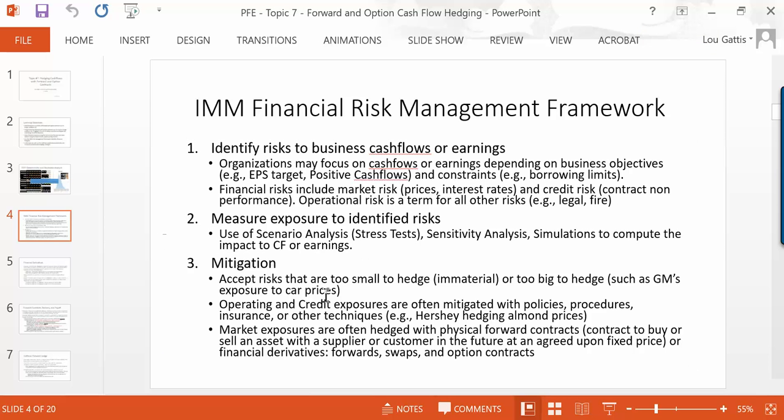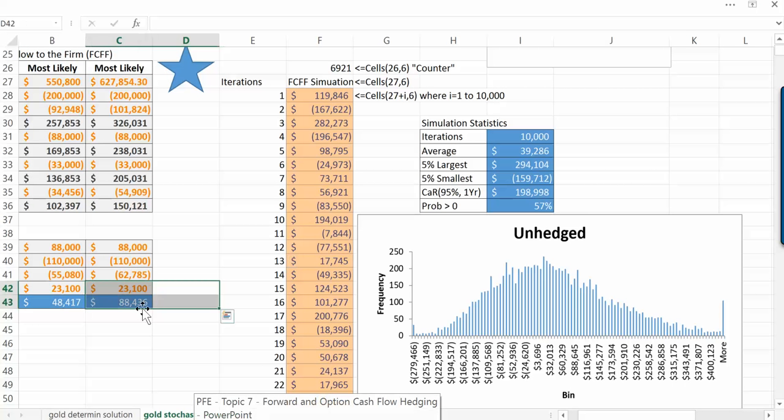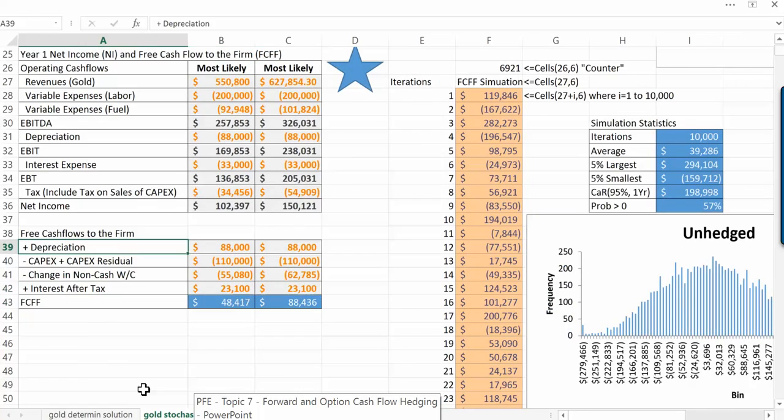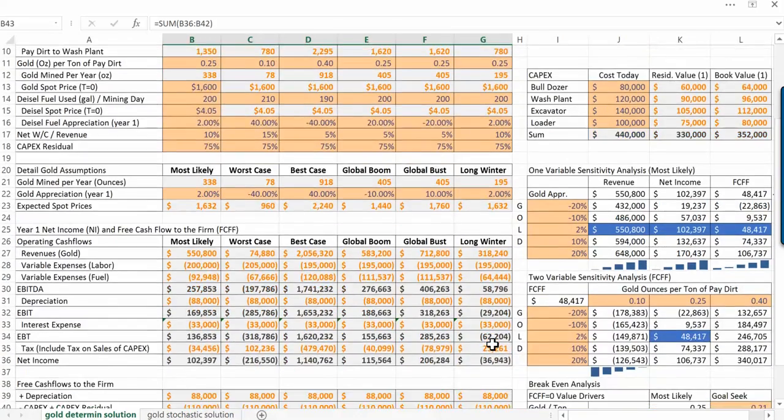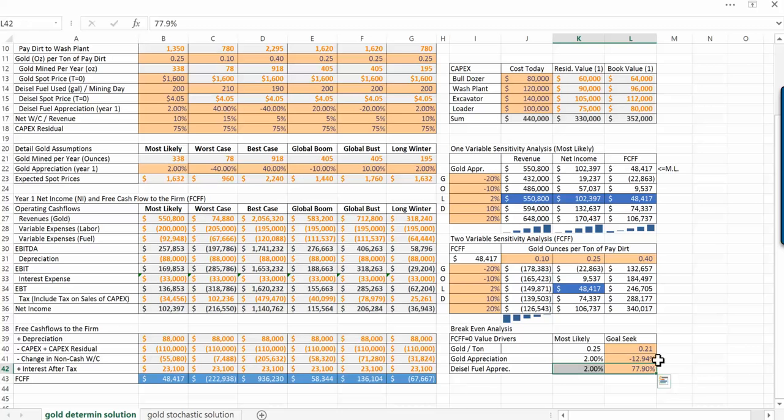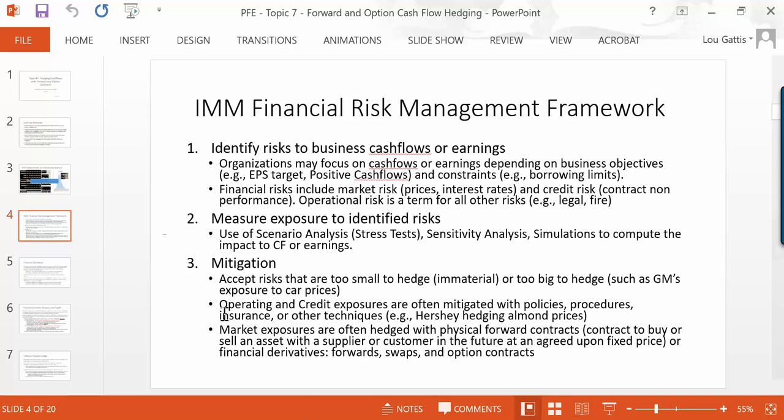Some risks you may choose not to hedge just because they're too small or immaterial. And that's what we may have found when we were talking about, well, should we hedge the price of fuel? If I grab over here, you can see you can have an 80% appreciation of fuel and still be profitable. So maybe we don't look at fuel prices. We say, well, that's immaterial. But we will take gold and say that's the one that's really going to kill us. If we look at how it affects revenues and free cash flows, gold variability is going to affect both net income and free cash flows greatly.